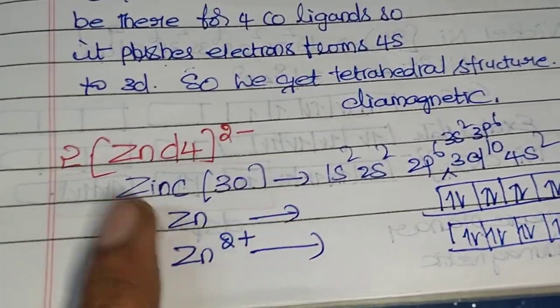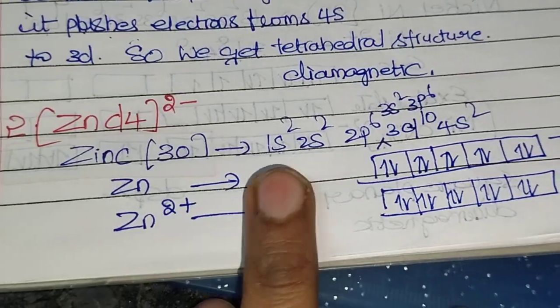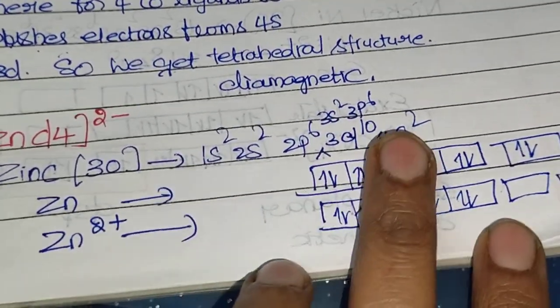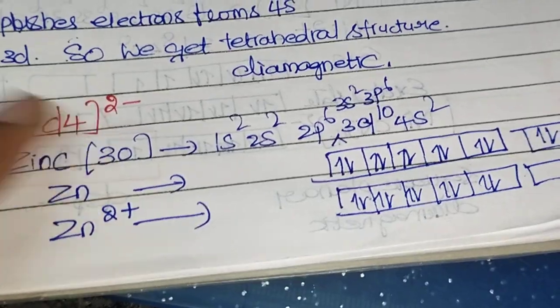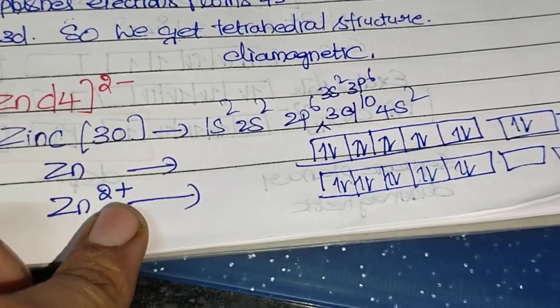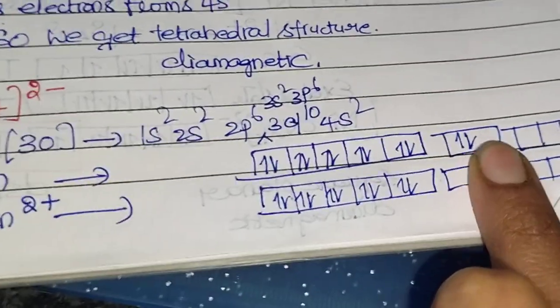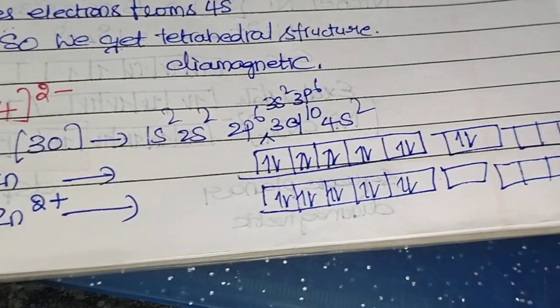ZnCl4 2 minus. So zinc is 30. I wrote the electronic configuration: 1s2 2s2 2p6 3s2 3p6 3d10 4s2. As 2 minus is there, so 2 electrons we should remove. The last 2 electrons we removed from S. So S and P are vacant.